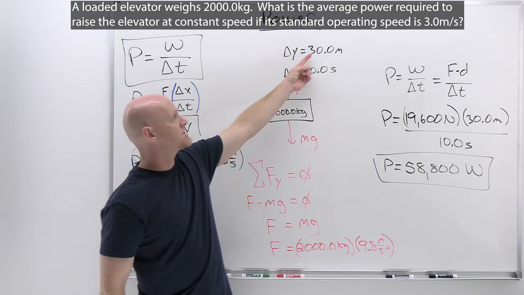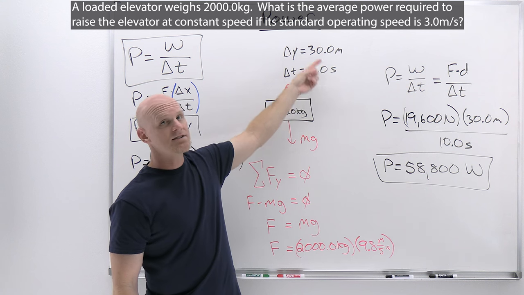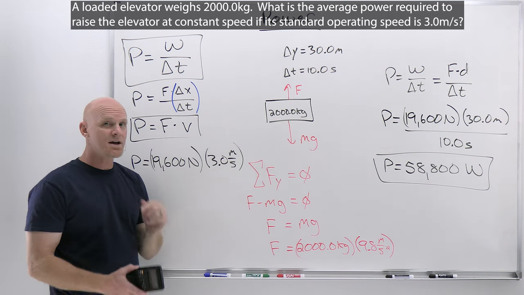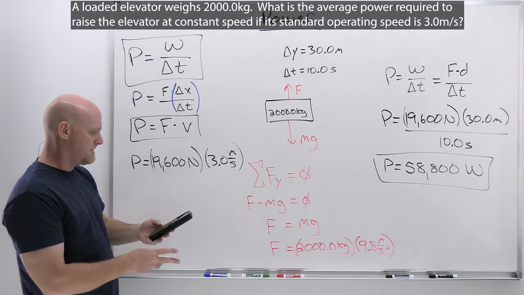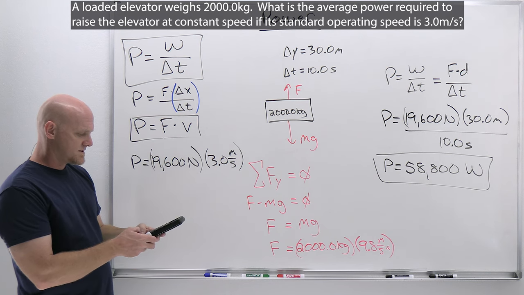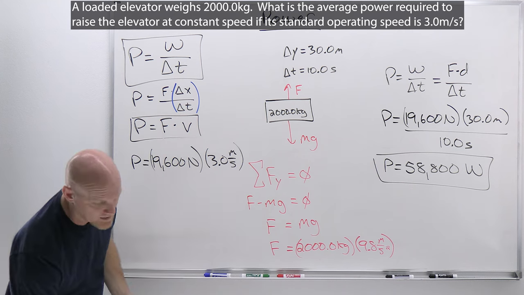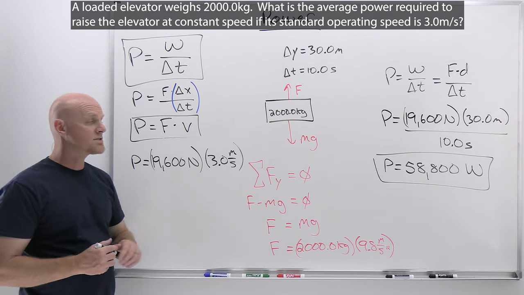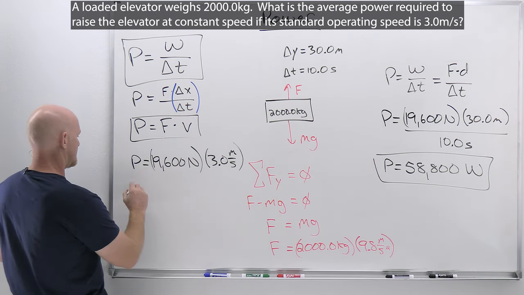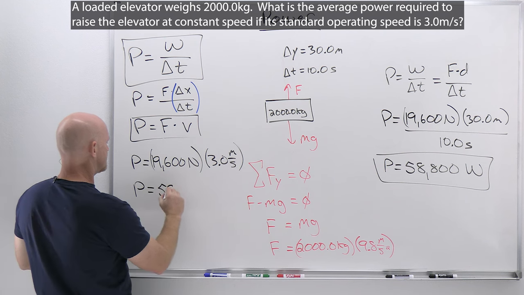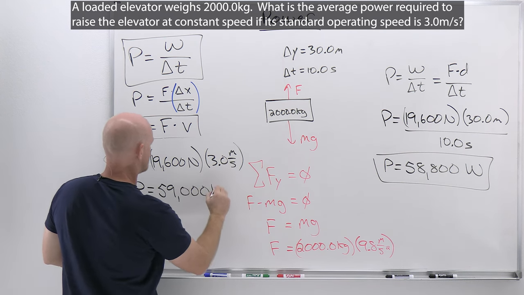And if you notice, if we just took the 30 meters over 10 seconds, that would be 3 meters per second velocity anyways, right? So 19,600 times 3 is indeed 58,800. But based on the numbers given this time, we've got to round it to 2 sig figs. So in this case, that'll round up to 59,000 watts.